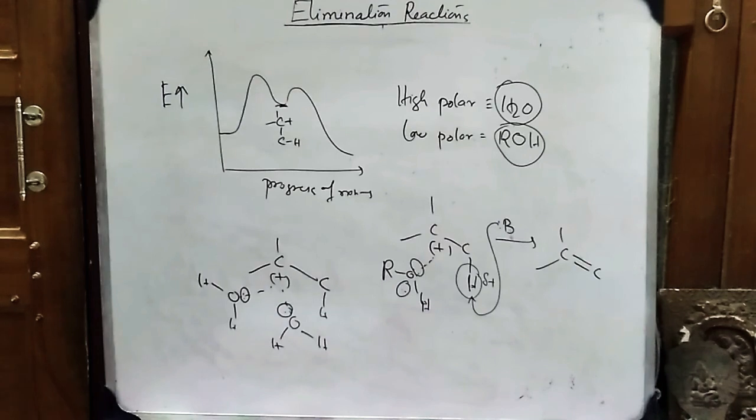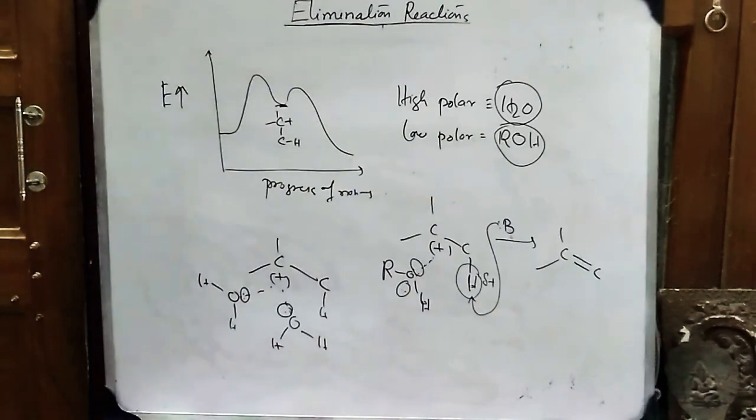A point to be noted here is that the E1 reaction always competes with the SN1 reaction. But the E1 reaction can be favored if we just raise the temperature of the reaction or lower the polarity of the solvent to an extent that it is very less polar. Okay, so these are the main two factors which we should use.